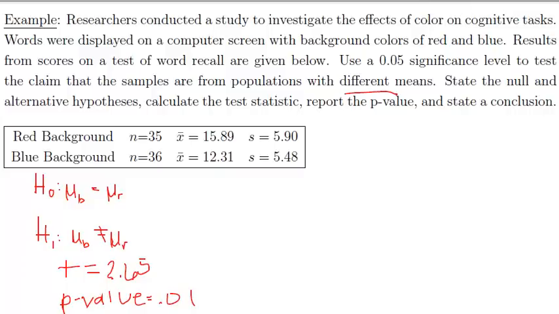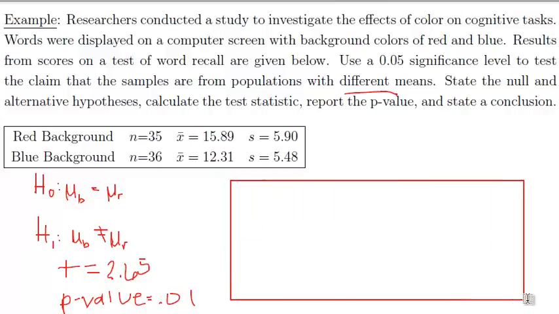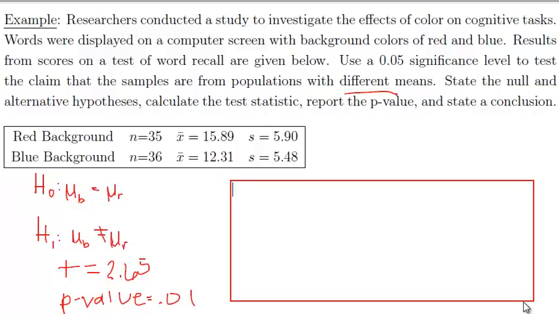We were looking to see if there was a difference between average test scores for the red background and the blue background. Our p-value was 0.01. And we're using a significance level of 0.05, so we can reject H0 and conclude. So since we're rejecting H0, we're going to conclude that we have support for the alternative, which is that the average scores are different for the red and blue backgrounds.